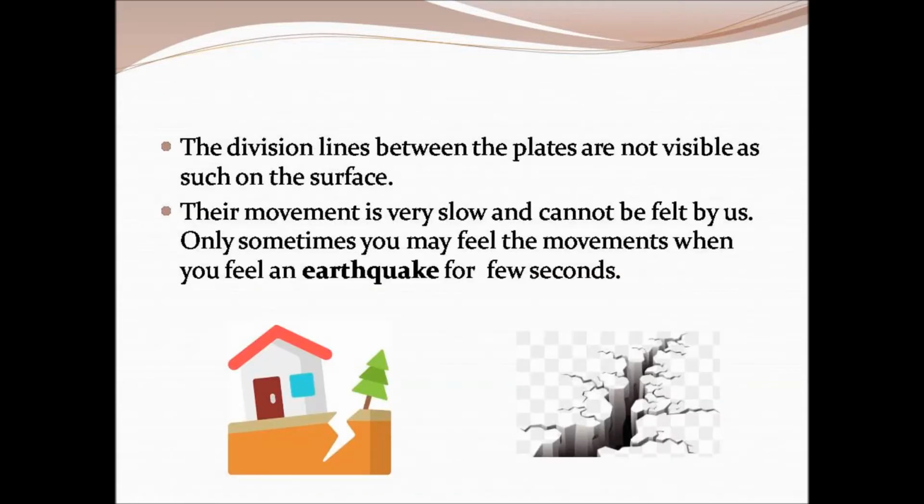So tectonic plates are huge irregular slabs of solid rocks, and they are about 100 to 1000 meters thick. And the division lines of the tectonic plates are not visible on the surface. These plates, which are below the earth's surface, keep moving, rubbing, pushing and pulling against each other. Even this movement is very slow and cannot be felt by us.